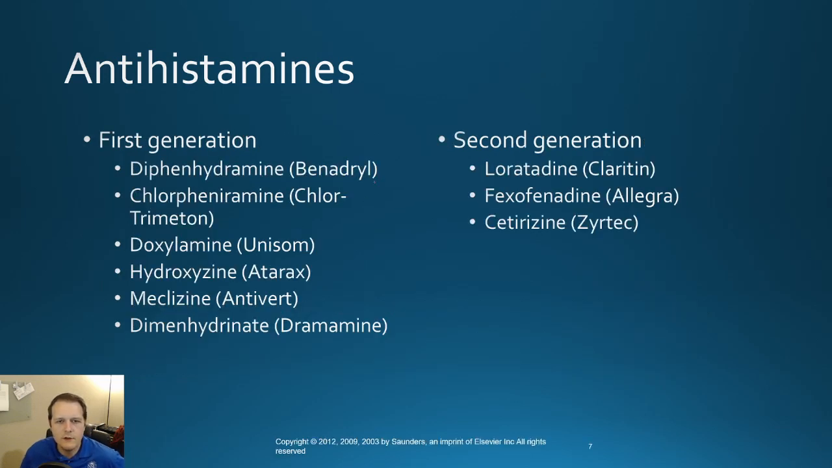So the first generations, you've probably heard of a lot of these, which can include things like diphenhydramine or Benadryl, chlorpheniramine, doxylamine. Now, we mentioned here that sleepiness and drowsiness is going to be a very common side effect from the first generation antihistamines, and that's specifically what it's being marketed for, to help with sleep. So Unisom is used as an over-the-counter sleep remedy, and basically we're using a side effect of the drug for its therapeutic purpose there. Other ones include hydroxyzine, meclizine, and dimenhydrinate. A lot of over-the-counter varieties here.